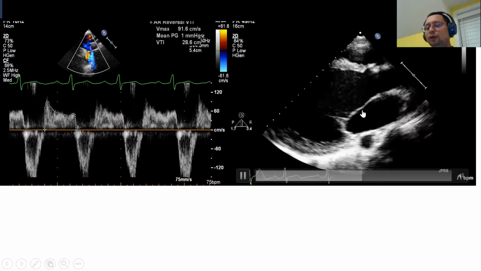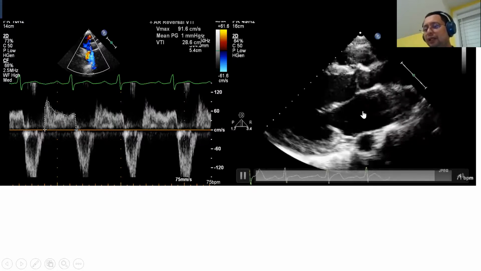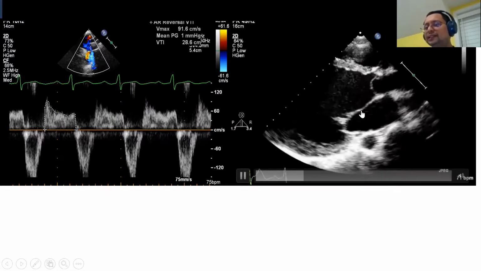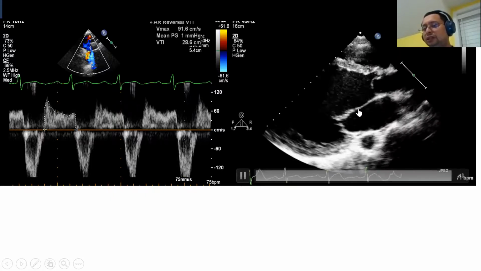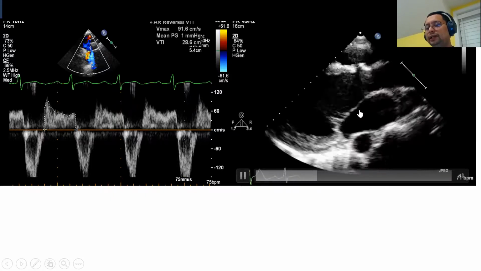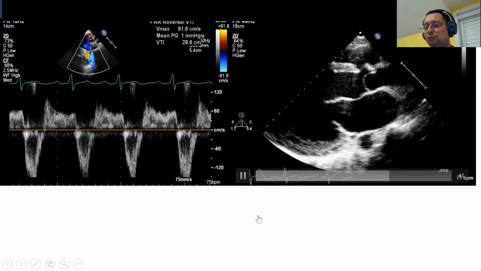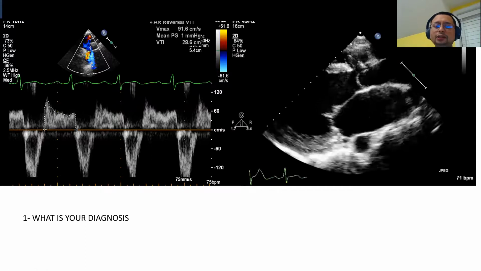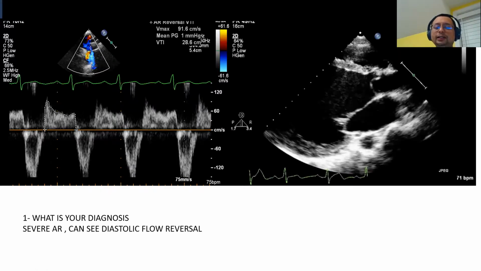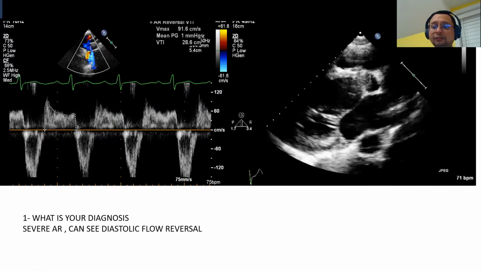Again, the same thing. Look at the anterior mitral valve leaflet. Look how the anterior mitral valve leaflet is struggling to open. It is not mitral stenosis because the anterior mitral valve leaflet does not show any indication of mitral stenosis. So what is the problem here? What is your diagnosis? So obviously, we can see the diastolic flow reversal. So this suggests severe aortic regurgitation.